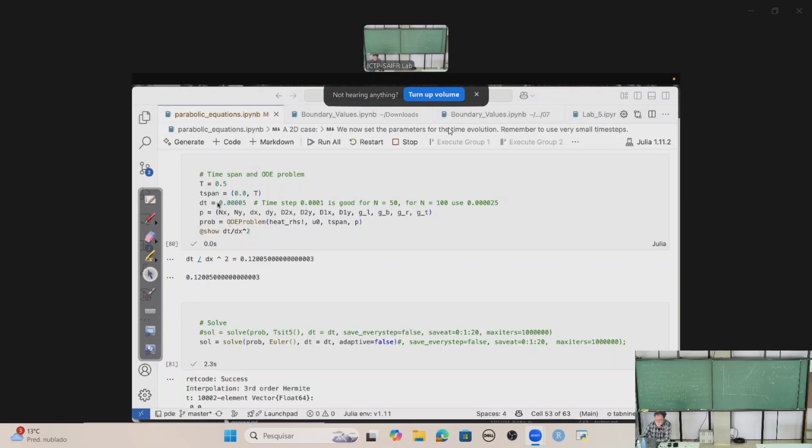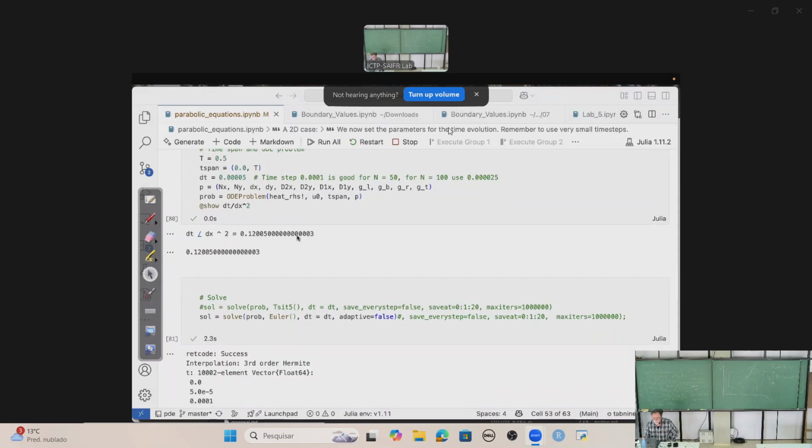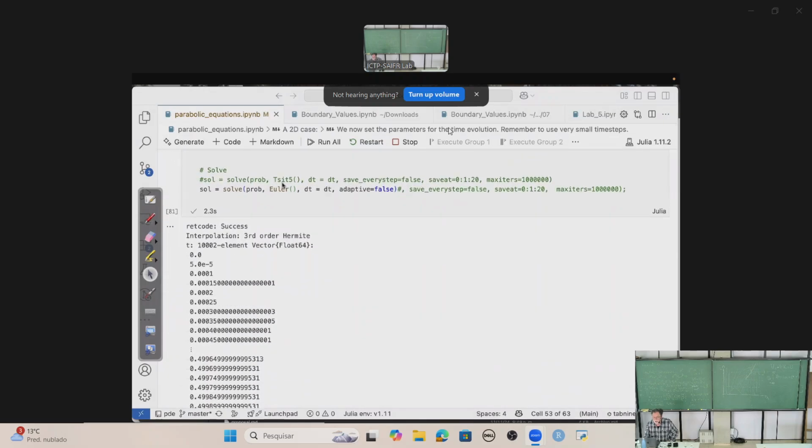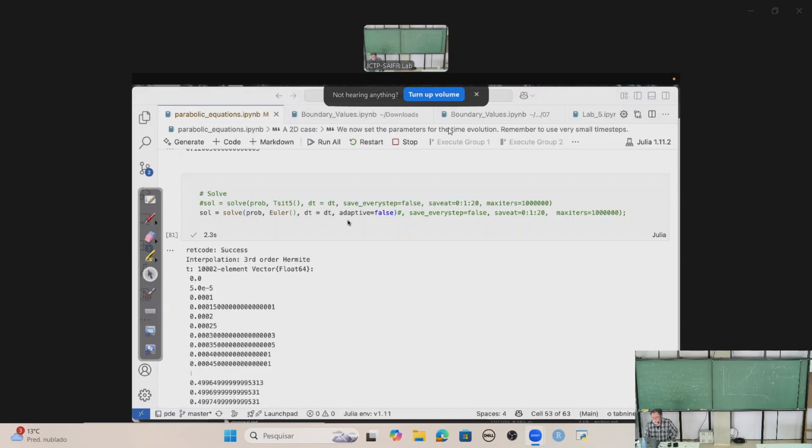So you put the parameters here. Notice the parameters, I put all the information, all the n's, the dx, everything, and so create a problem, then solve it. I can solve it with the Tsit5 or Euler. Simply Euler works okay. I put this adaptive false so I can keep the dt in control. Otherwise, sometimes the method wants to use a bigger delta t because it thinks the equation is nice, so I put adaptive false.